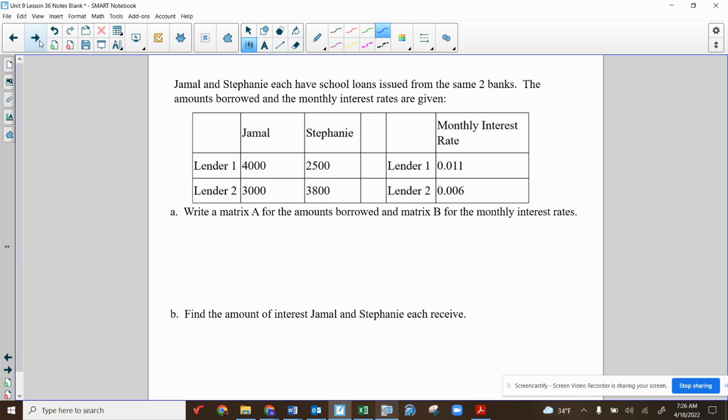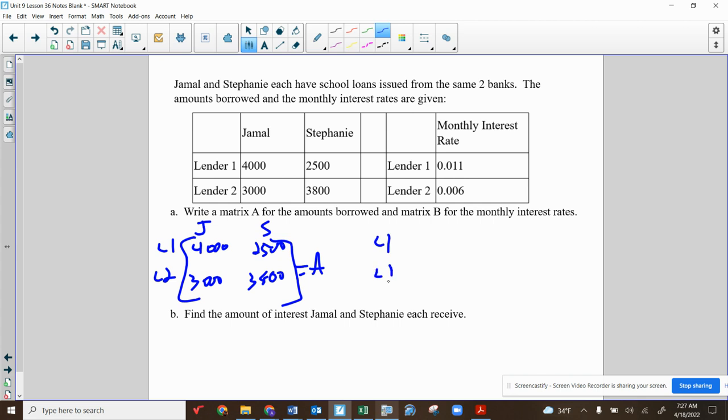Okay. This chart was actually from the very first set of notes. So when we have, I'm just going to abbreviate here, Jamal, Stephanie, lender 1, lender 2, and the amounts. That's matrix A. And then lender 1, lender 2, interest rate.